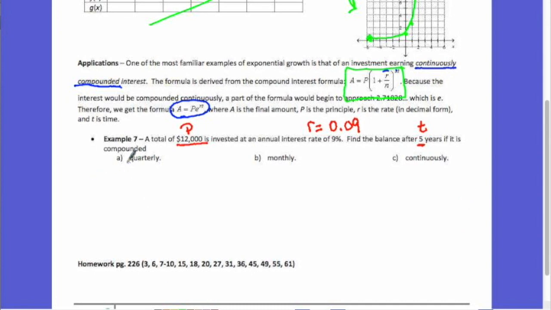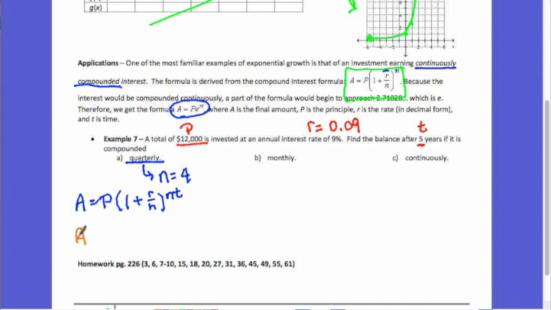So if it's compounded quarterly, how many times per year would that be? Well, it's going to tell me my N is 4. Remember I told you guys up here, N is the number of times. So if it's being compounded 4 times, that's your quarterly. Okay? So our formula, A equals P, and then we have 1 plus R over N to the NT. And it's just a matter of plugging everything in.